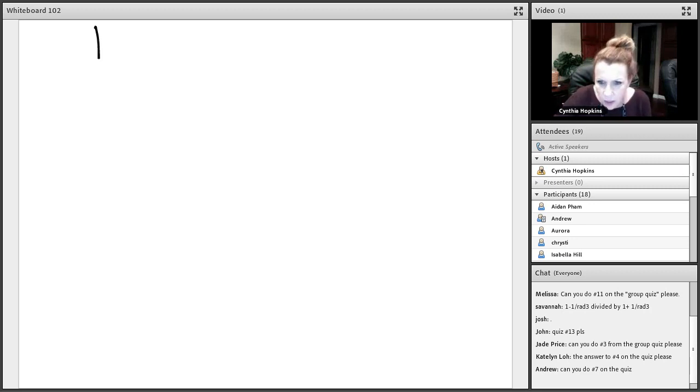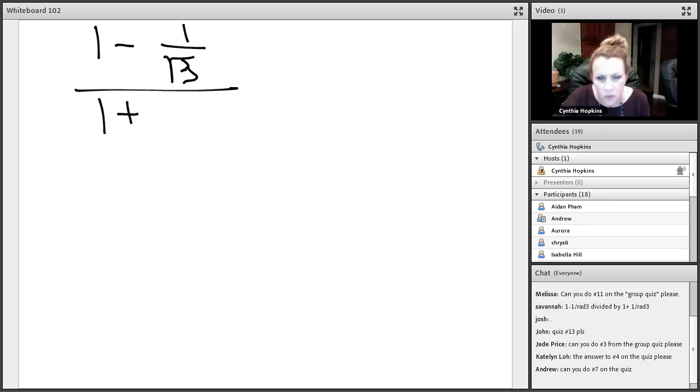Okay, so 1 minus 1 over the square root of 3, and then all of that divided by 1 plus 1 over rad 3. Okay, very good. Alrighty, so there are two issues here. One issue is that we have a complex fraction. That means we have these little baby fractions in my big fraction. You want to take care of that first.